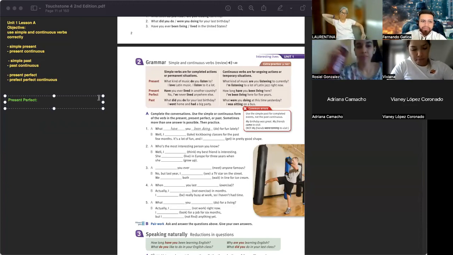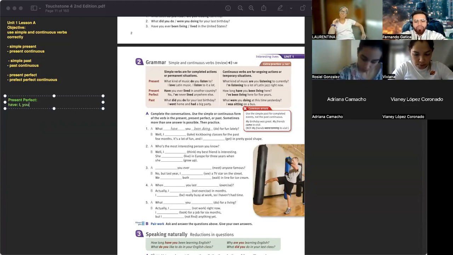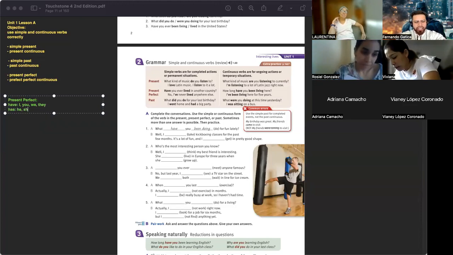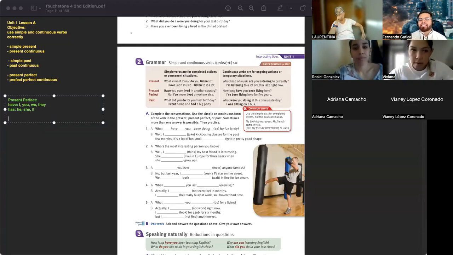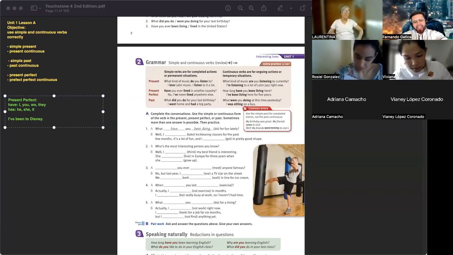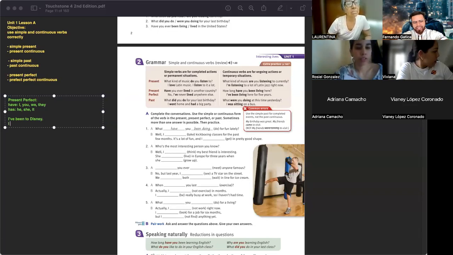The present perfect. Remember, you got to use have with I, you, we, and they. Has with he, she, and it. How do I say he ido a Disney? I've been to Disney. And negative form would be what? I haven't. Good.